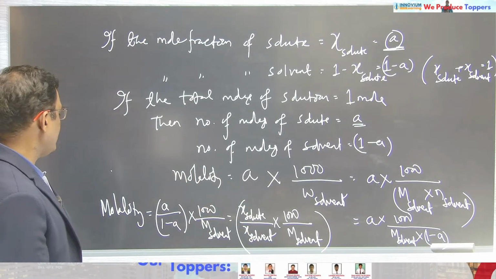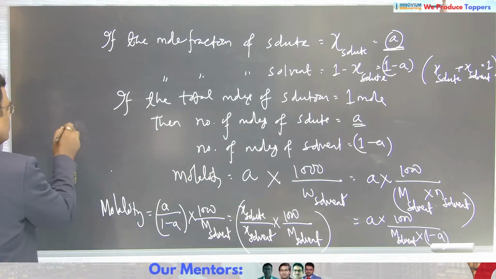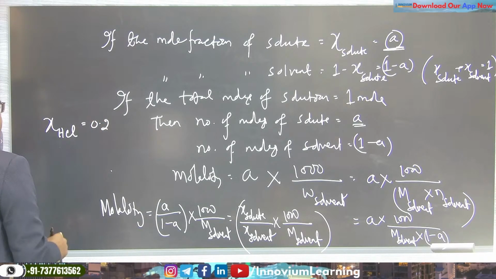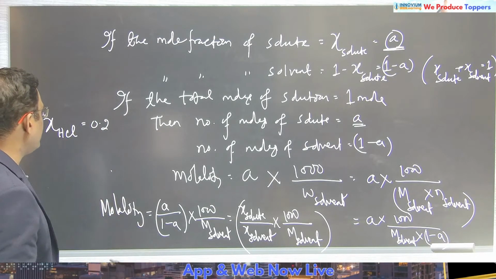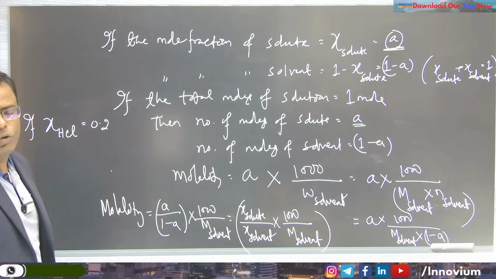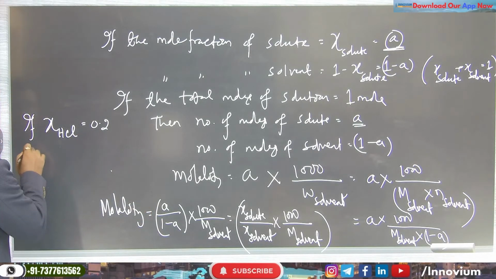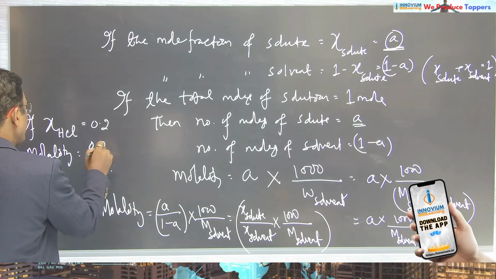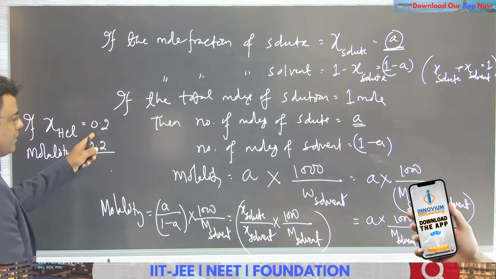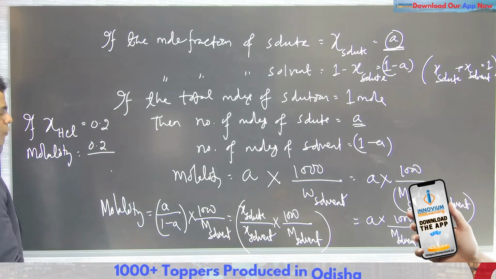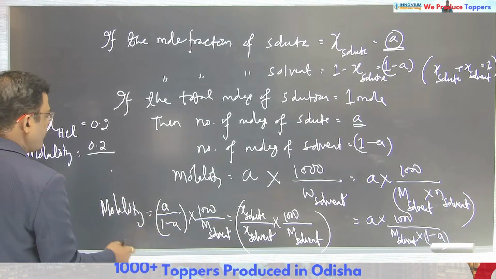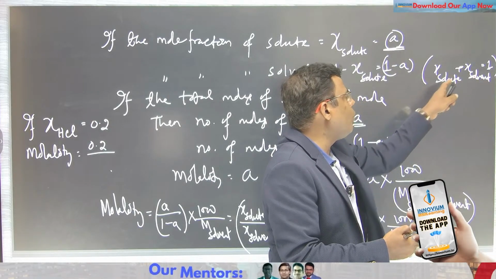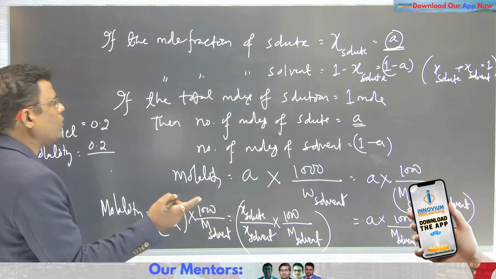Suppose a question is given, I am explaining through an example. If the mole fraction of HCl in an HCl solution is given as 0.2, then what is its molality? Very easy. So molality is equal to, the mole fraction of HCl is given as 0.2, that is the solute mole fraction, HCl is the solute. Then what is the solvent? Obviously the solvent is H2O. And what is its mole fraction? That is 0.8, because mole fraction of solute plus solvent is 1. So this is given 0.2, then mole fraction of solvent is 1 minus 0.2, that is 0.8.